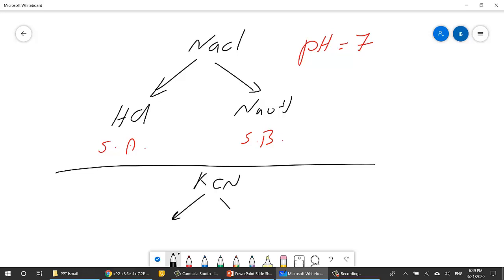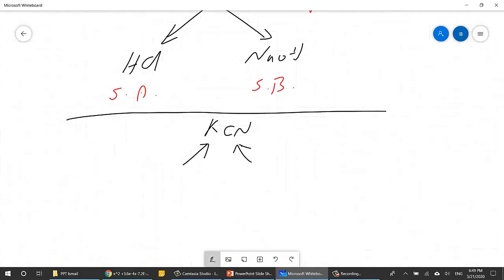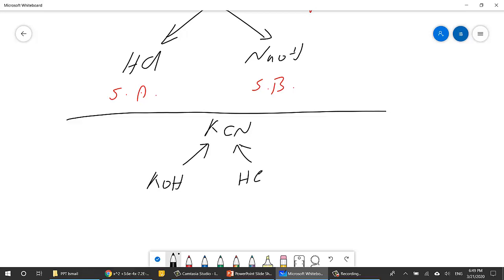If you think about where KCN is coming from, actually I have to draw these arrows backwards, so think where its mother and father are. KCN might be coming from KOH, which is the base, and an acid that contains the CN minus, probably HCN. This is one way, okay?